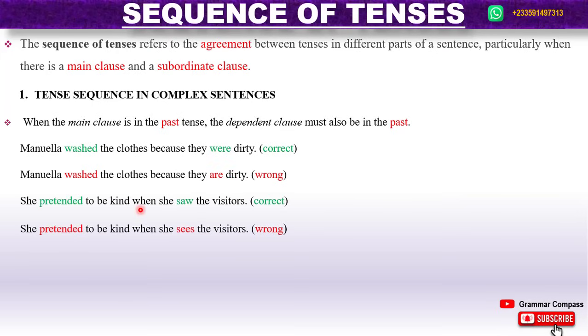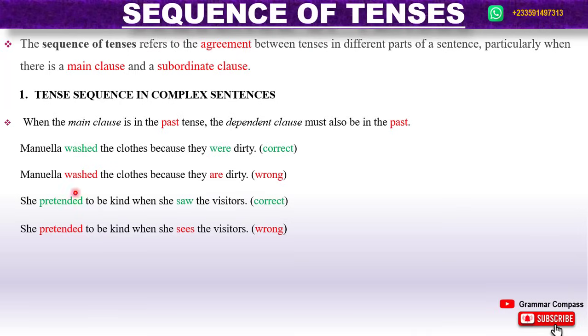She pretended to be kind when she saw the visitors. This is correct. Why? Because the tense in the main clause, which is past, has reflected in the subordinate clause, which is also past. So she pretended to be kind when she saw the visitors. It will be wrong to say that she pretended to be kind when she sees the visitors. Pretended is in the simple past, but sees is in the simple present. Wrong tense sequence. That is the first rule governing the sequence of tenses in complex sentences.